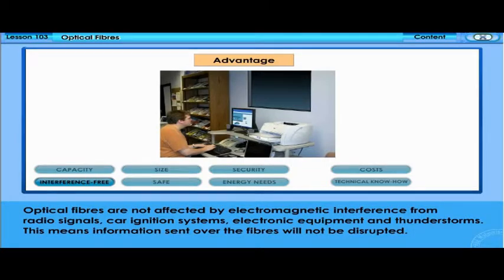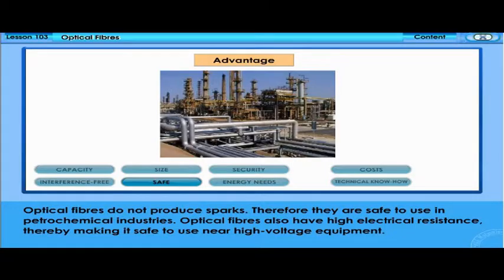Optical fibers are not affected by electromagnetic interference from radio signals, car ignition systems, electronic equipment, and thunderstorms. This means information sent over the fibers will not be disrupted. Optical fibers do not produce sparks. Therefore, they are safe to use in petrochemical industries. Optical fibers also have high electrical resistance, thereby making it safe to use near high-voltage equipment.